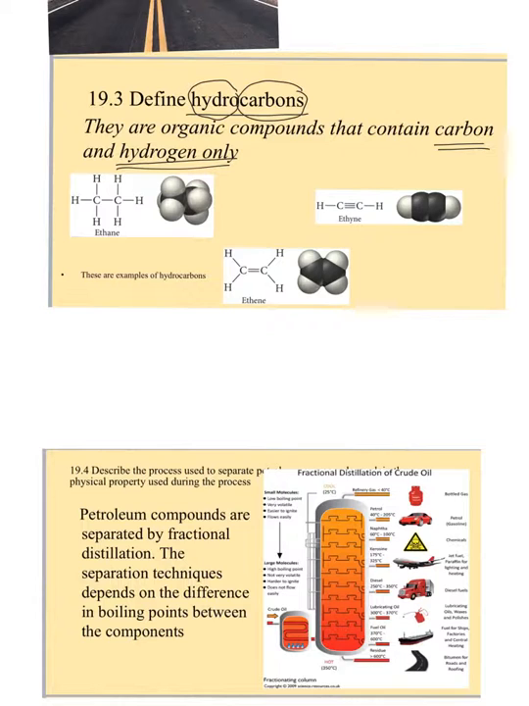The first one is ethane. You can see it's a 2 carbon. This is ethane here. 2 carbons with 6 hydrogens. You can see here ethene, 2 carbons with 4 hydrogens, and you can see here ethyne, 2 carbons with 2 hydrogens. These are 3 examples of something that is called a hydrocarbon. Hydrocarbon means that it only contains carbon and hydrogen.